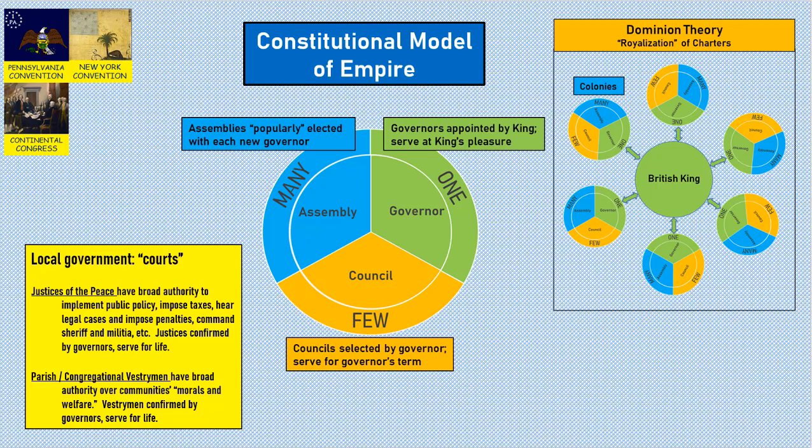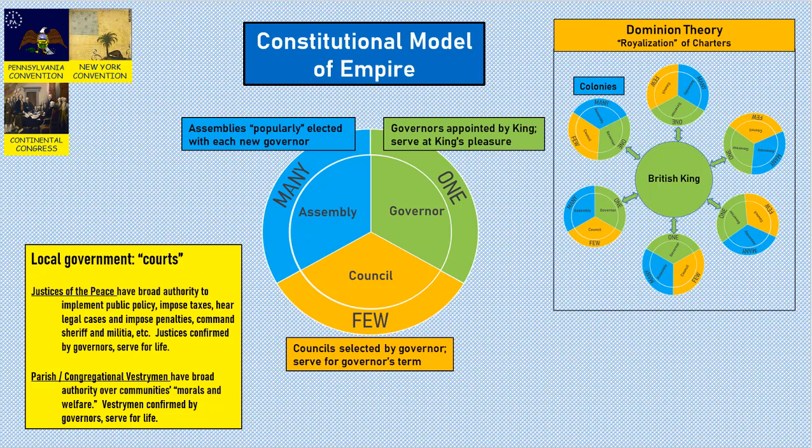The key to the system is that the governor is appointed by the king and serves at the king's pleasure. The governor does not represent the people of New York or the people of Massachusetts or the people of Virginia. The governor is an employee of the king and is in the colony in order to carry out the king's orders.